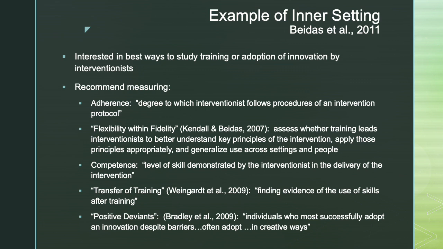And lastly, Bradley and colleagues identified an important aspect of measuring the inner setting that they called positive deviance. These, they described, are individuals who were the most successful at adopting an innovation into their practice, and perhaps they did so in a creative way, in a way that wasn't really expected or manualized. The point of Bradley and colleagues is that as you're trying to understand what's going on in the inner setting around this implementation effort, it can be quite important to look at your outliers, those people that really excelled, and try to find out, often through qualitative measures, how they actually accomplished that.